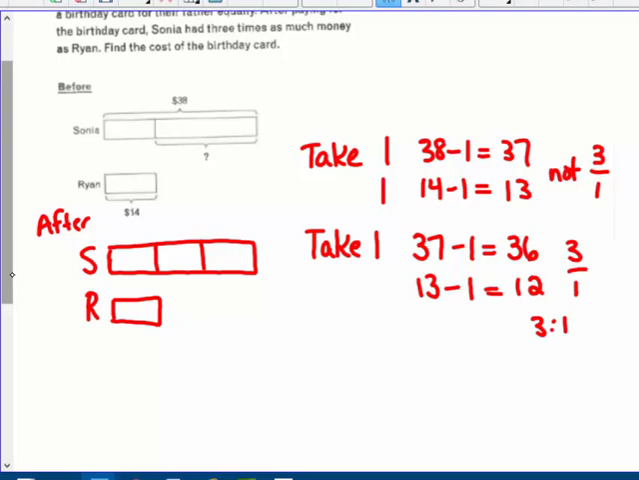So what did I do? I took $2 from Sonia and $2 from Ryan, which gives me a 36 to 12. So one of the bars is 12. Is that right? Right? That's the only way. Yeah, 12, 12, 12, 12.